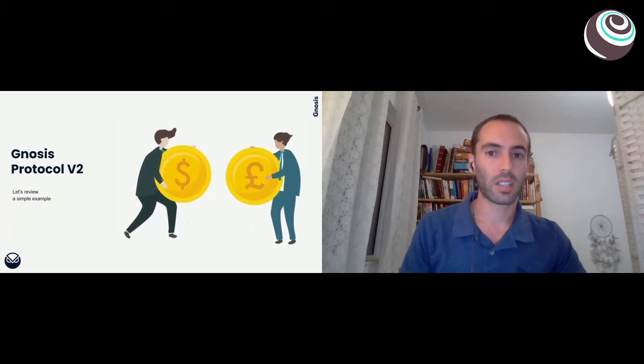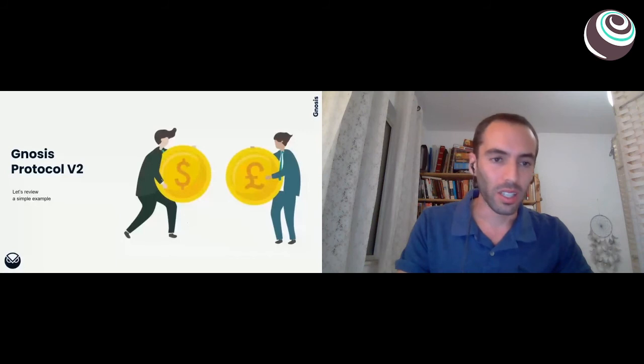So this is exactly the concept of Gnosis protocol. We use batch auctions to achieve this, and obviously you don't know if you would always find the counterparty, or if your counterparty would want to exchange exactly the same amount as you. So there's some complexity here, but this is the general idea.